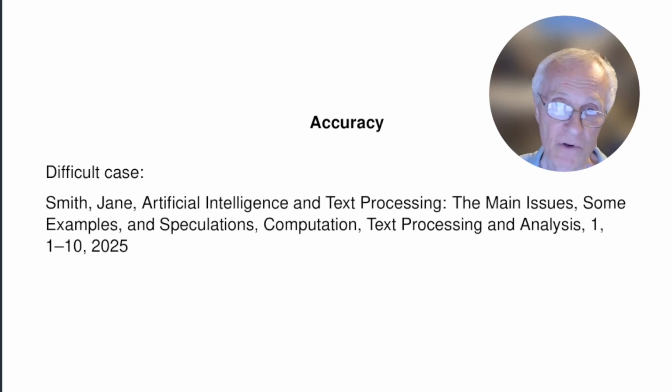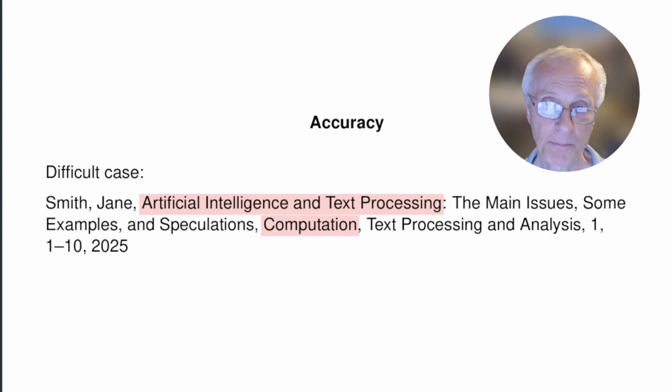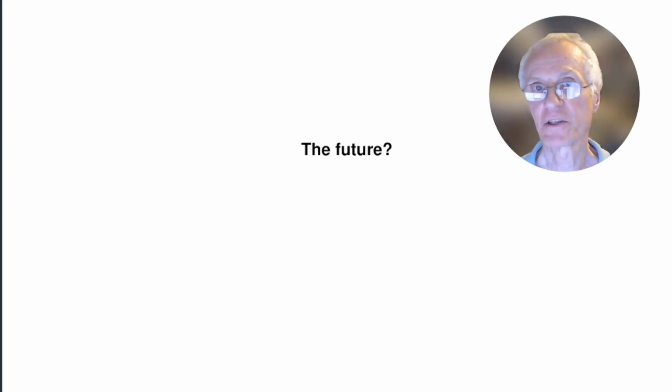For the same reason, the algorithm has difficulty with items like this made-up example, in which determining the boundaries between the list of authors and the title and between the title and the journal name require an understanding of language. Are artificial intelligence and text processing the second and third authors, or do they begin the title? Is computation the last word of the title or the first word of the journal name? What is the future of the system?